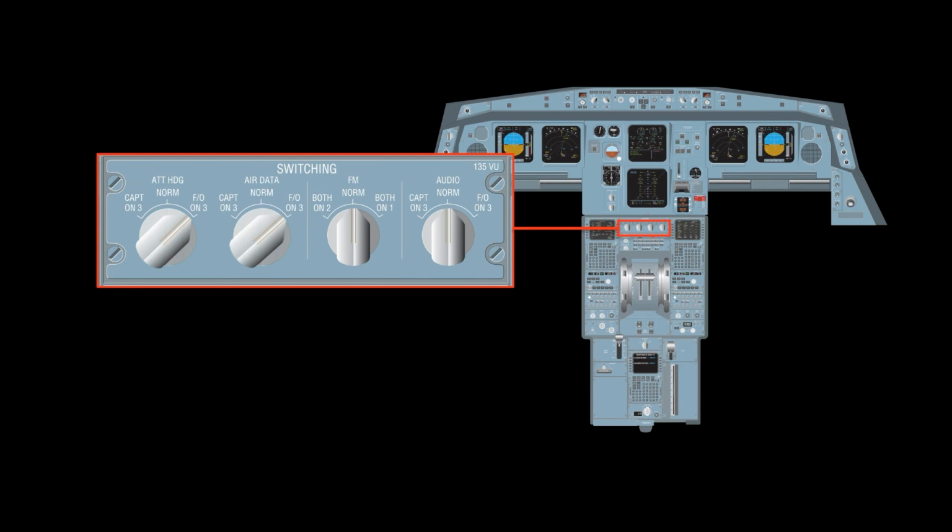As the speed tape on the left-hand PFD blanked, Robert once again reselected the ADR reference source. This time, again improvising a potential solution to the display problems, he selected air data to Captain on 3, in the hope that the alternative source of information would restore a speed display on his instruments.